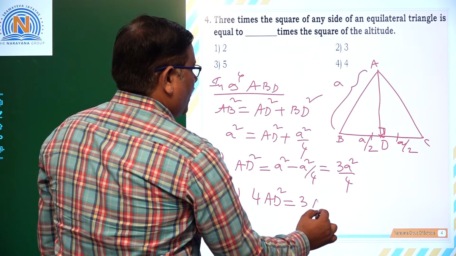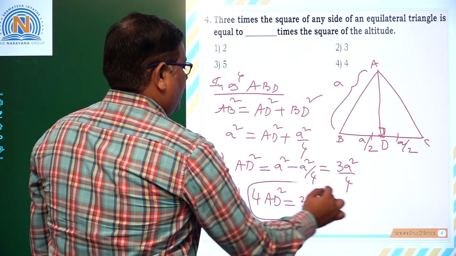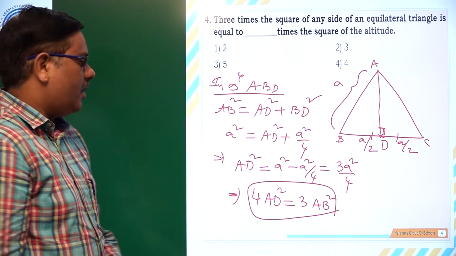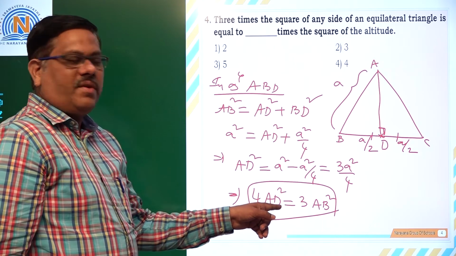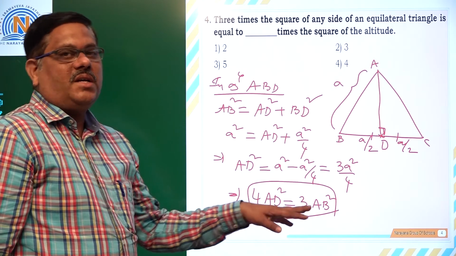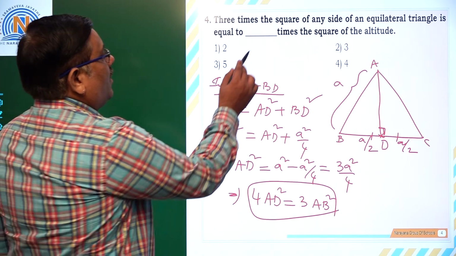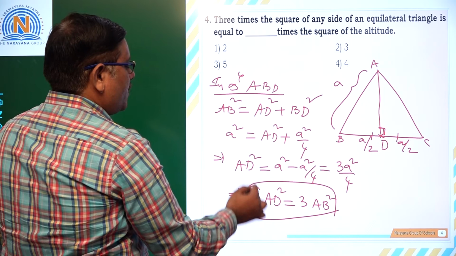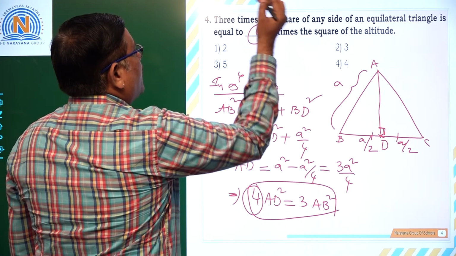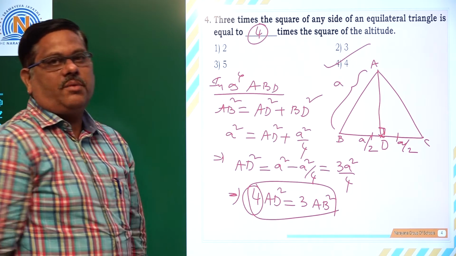A square is nothing but, let me take AB square or BC square or AC square, anything you can take. So 4 times of altitude square is equal to 3 times of side square. So 3 times the square of any side is equal to dash times the square of altitude. How many times here? 4 times. So 4 is the answer here. That is nothing but 4th option for us.